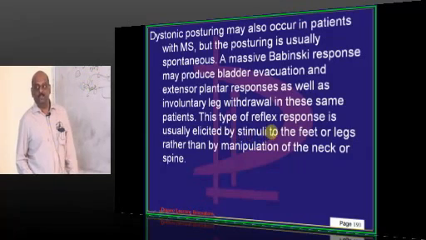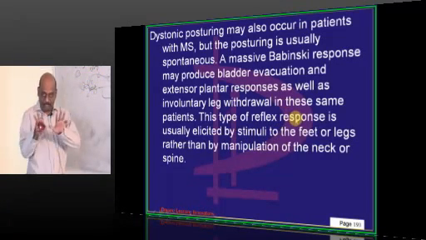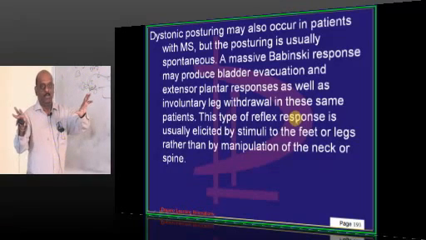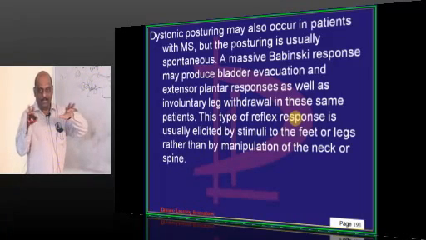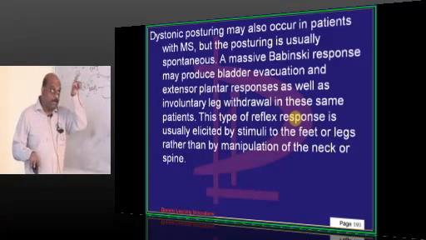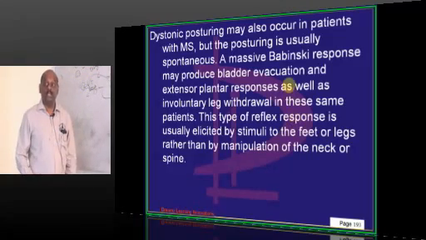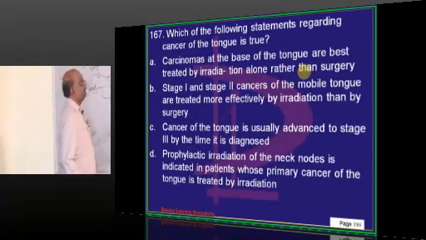Where do you find Dawson's fingers on MRI? Multiple sclerosis, the demyelinating plaques which are pericallosal in their location look like tongue-shaped ones, which are called Dawson's fingers, is what needs to be remembered.